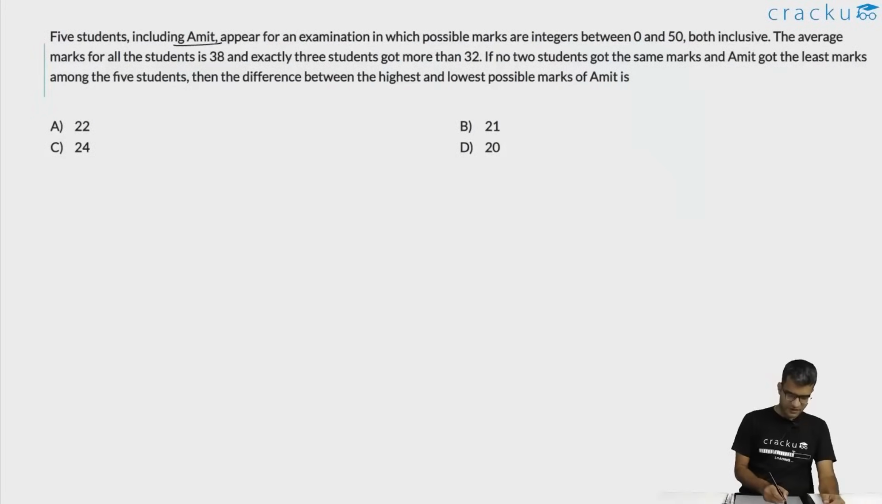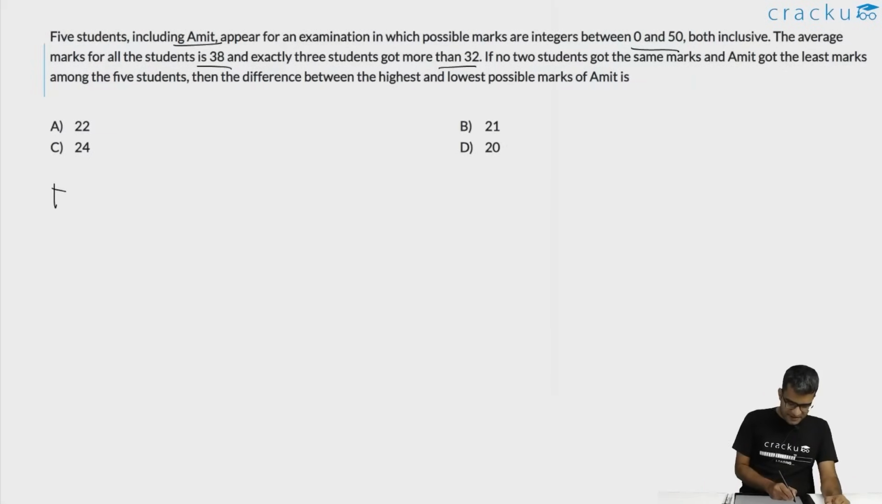In this question, we are told that there are 5 students, including Amit, who appeared in an examination and scored marks between 0 and 50, both inclusive. We are told that exactly 3 of the students scored more than 32 and the average of the 5 students is 38. We are required to calculate the maximum possible marks and the minimum possible marks of Amit, who scored the least, and then calculate the difference between these 2 marks.